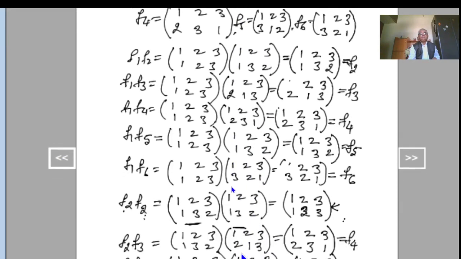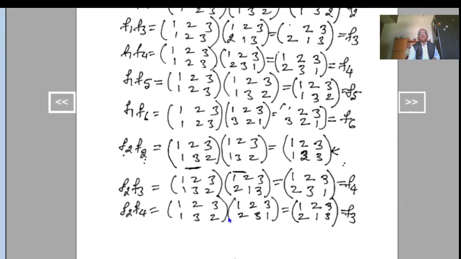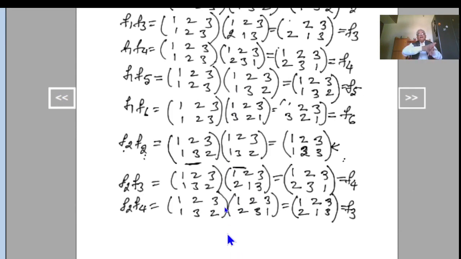And next we can consider the product, say, with F3. We can consider F3, F2, F3, F4, F3, F5, F3, F6. Similarly, we can find F4, F4, F4, F5, F4, F6. So this is the way we can find the products.